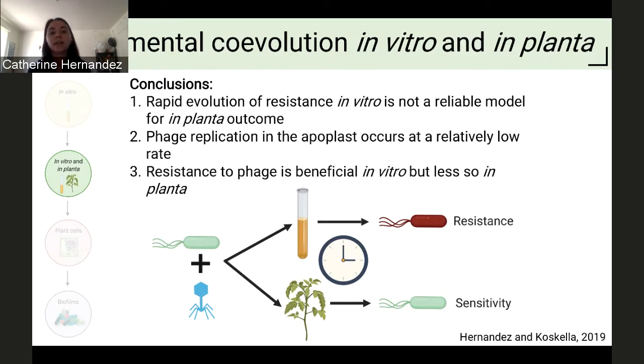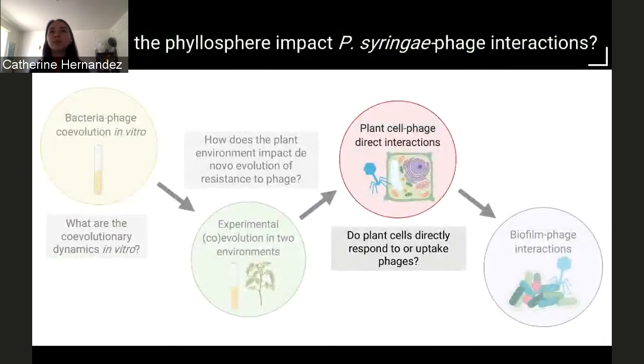All right, and so a couple follow-ups from that. I am really interested in this question of why we're not seeing so much phage replication in this environment. And so one idea is to see if there's any interesting direct interactions between plant cells and bacteriophages. And so the questions here were whether plant cells might be directly responding to or taking up phages, maybe making them unavailable to infecting bacteria in some way.